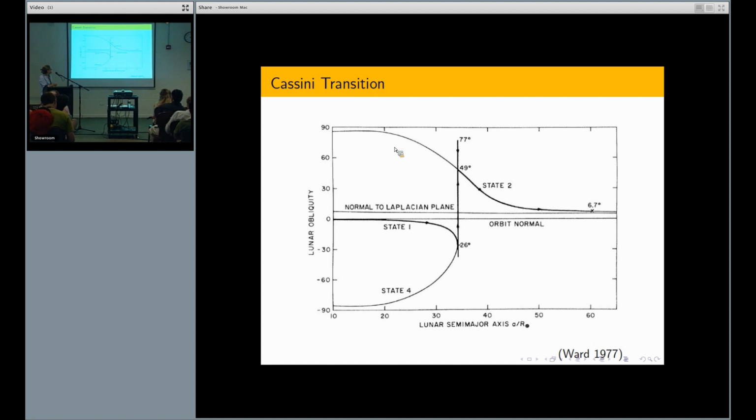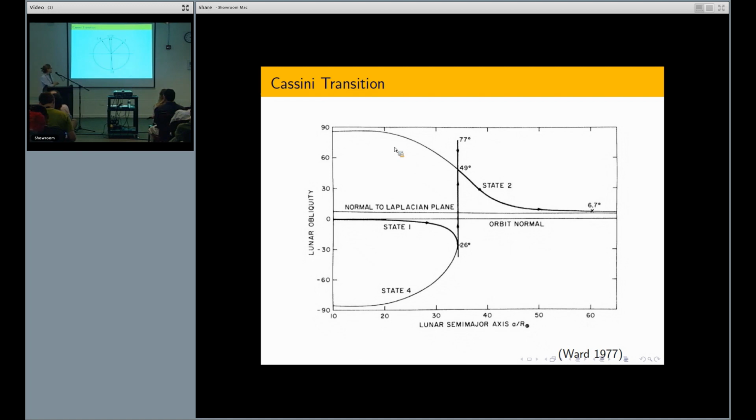So at this point, we're tipping the moon from 26 degrees in one direction, like this, all the way over to 49 degrees in the other direction. And in fact, the moon actually overshoots and gets up to about 77 degrees before sort of ringing back down to equilibrium. And because the moon wants to always rotate about its maximum moment of inertia, this means that the entire moon is going to reorient itself during this transition from state 1 to state 2. That's called the Cassini transition.